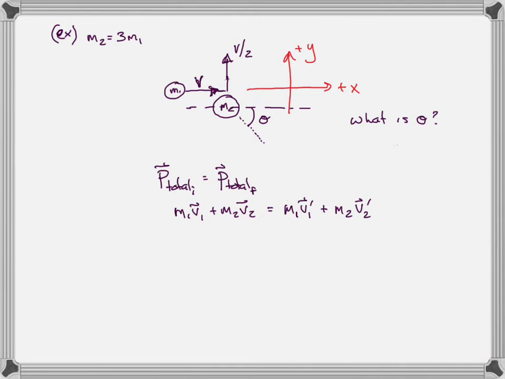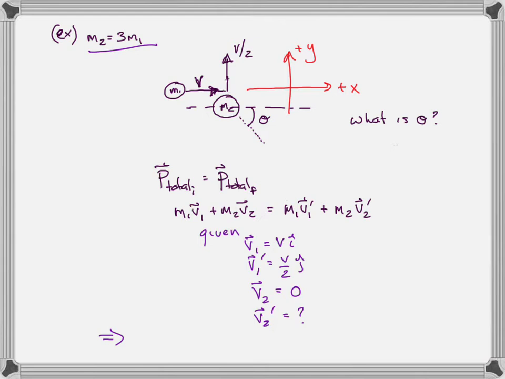What's then given is that v1, the initial velocity of puck 1, is v in the i direction. v1 prime, the final velocity of puck 1, is v over 2 in the j direction. And v2, we were told, is 0, since it starts at rest. And v2 prime, after the collision, is unknown. That's what we need to find in order to find the angle theta. So we can plug into the momentum conservation equation, and we know that m2 is 3m1.